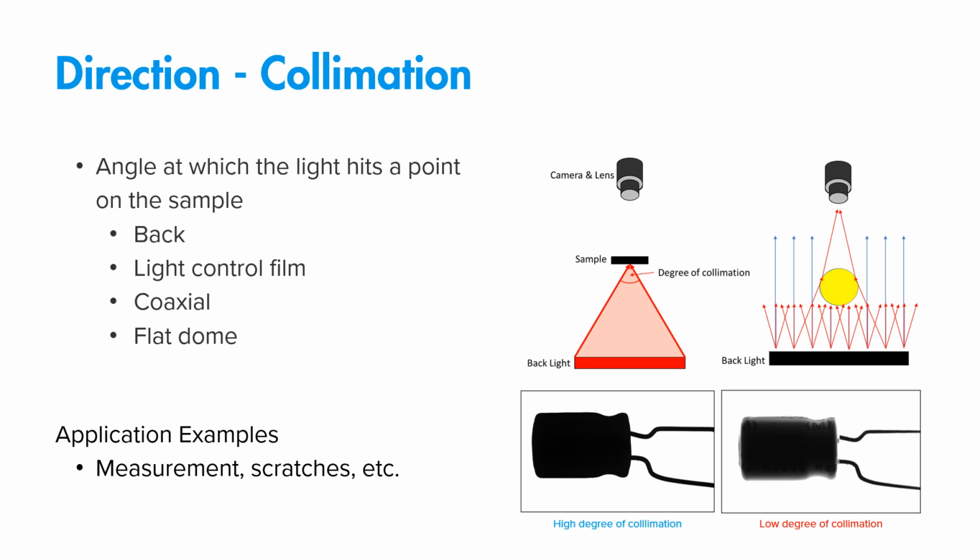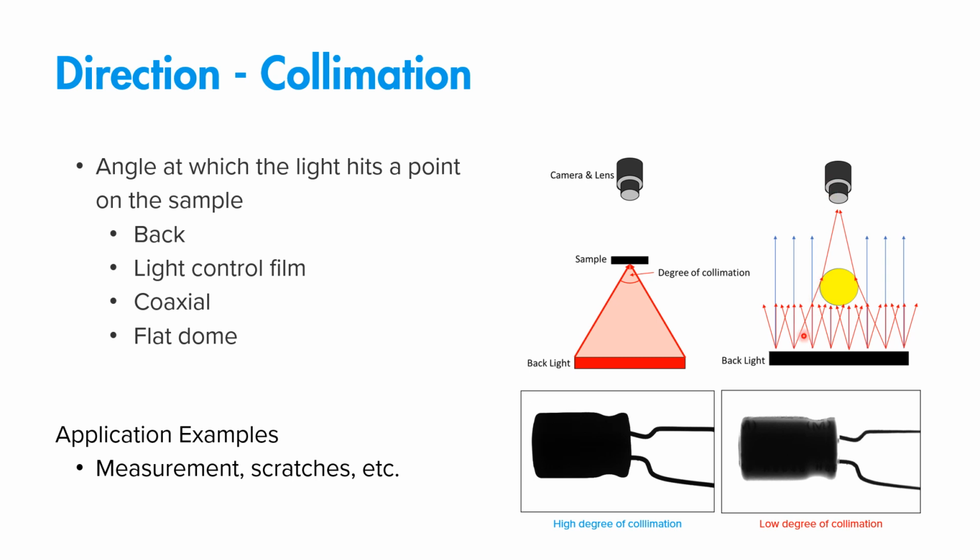And last but not least, what we have to consider when it comes to the direction of the light is the collimation. The collimation is essentially, if you take a point on your sample, the angle at which the light hits that point is what we call the degree of collimation. We think backlights come out more straight, but a diffuse light comes out in every direction. And so we don't always get those sharp lines that we think we will, because there's a point where the light can hit the sample and reflect into the camera.